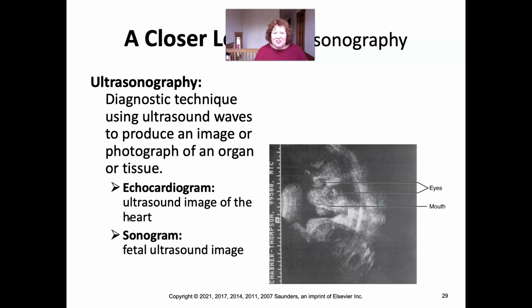Ultrasound. Ultrasound is really super cool. We're typically most often hearing about ultrasound when it has to do with babies and with pregnant moms looking at the growth of the baby and that type of thing. But ultrasound is used on all different parts of the body. It uses those waves to produce an image or photograph of an organ or tissue. An echocardiogram is an ultrasound of the heart. Make sure that you know that. Echocardiogram is an ultrasound of the heart. And then a sonogram is a fetal, a baby ultrasound image.